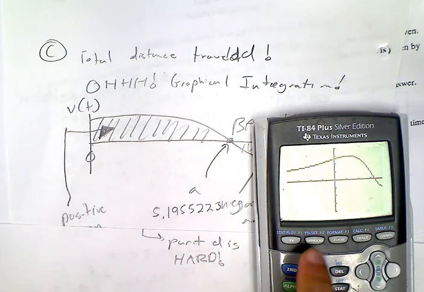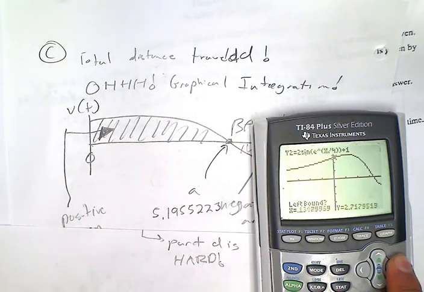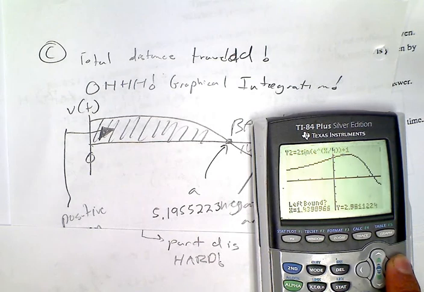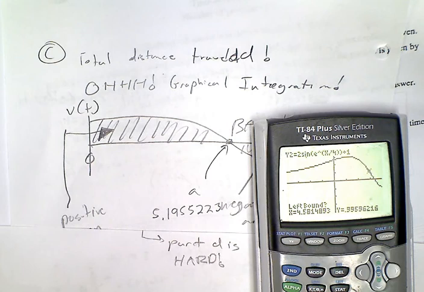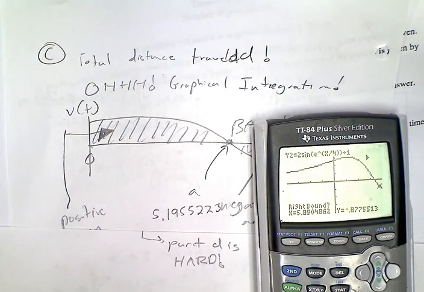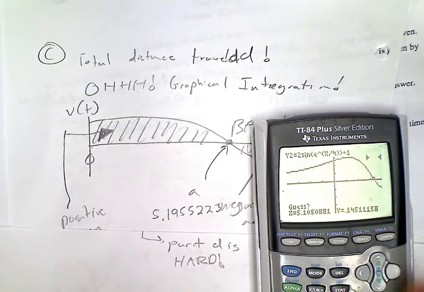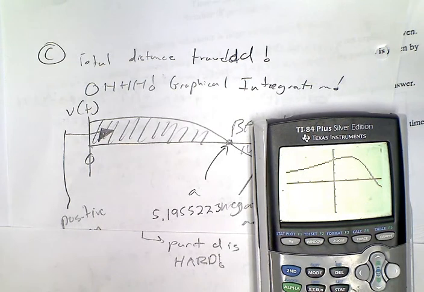So I need everybody to do second trace, zero. Left bound means I take my spider and move it to the left side of the zero. Zip. And I move it to the right side of the zero. Zip. And then I attack the zero with my spider. Right there. All right, 5.195523223. Okay?